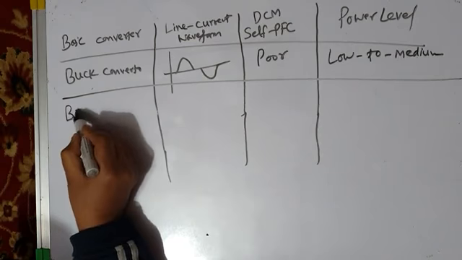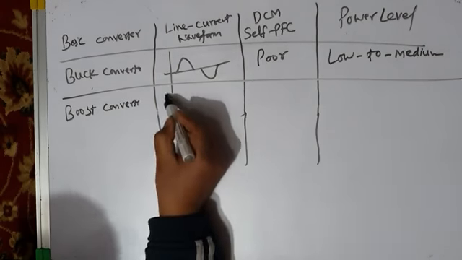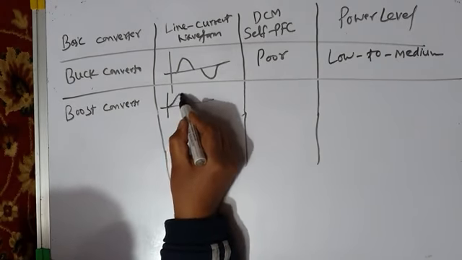Second type of AC to DC converter that we study today is AC to DC boost converter, जिसकी line current waveform कुछ ऐसे थी.